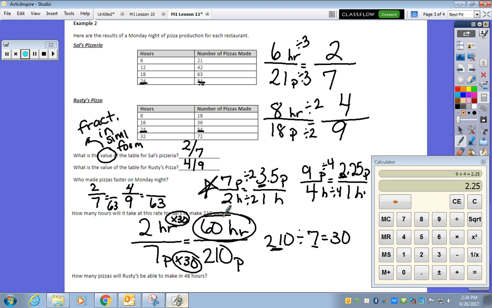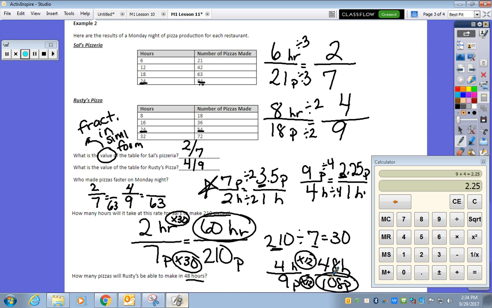And then the last one says, how many pizzas will Rusty's be able to make in 48 hours? So again, we're just going to go back and use our value, 4/9. That was 4 hours for 9 pizzas. And we want to do hours, pizzas. Again, it doesn't matter if I put the 9 on top or the 4 on top, as long as whatever is across from it is the same label. So now I'm looking at 48 hours. Next to hours, I'll put 48. 4 times 12 is 48. So 9 times 12 will get me my answer of 108 pizzas.